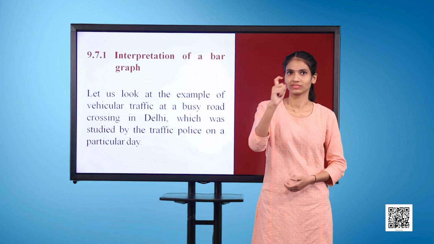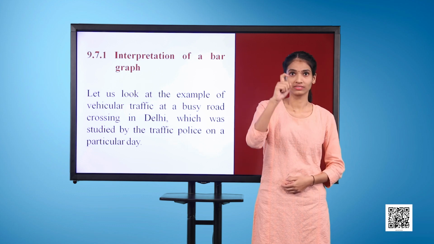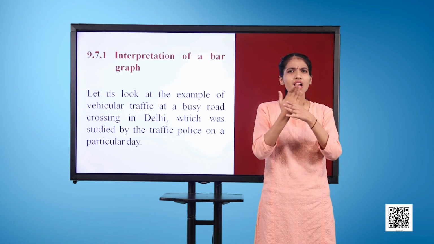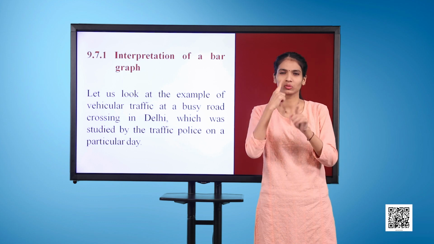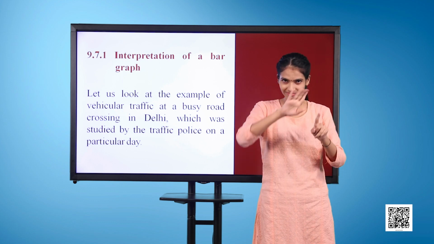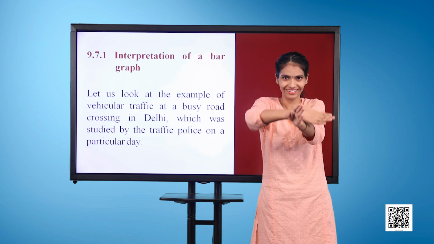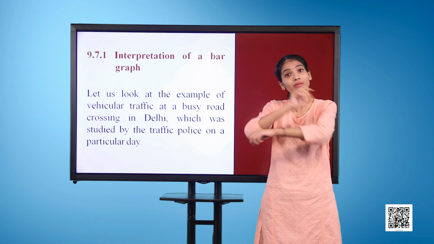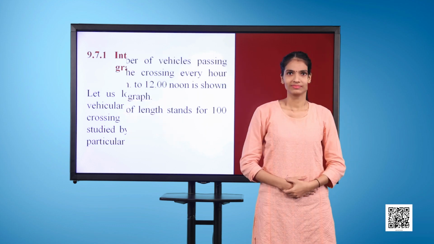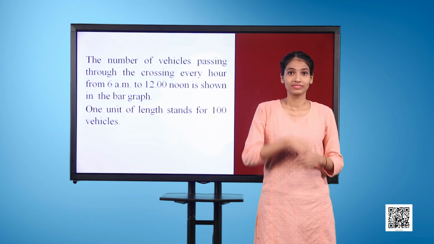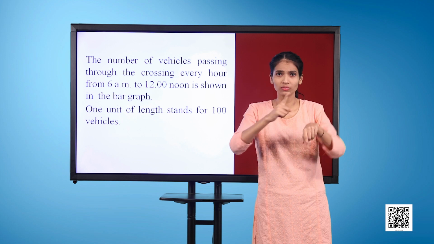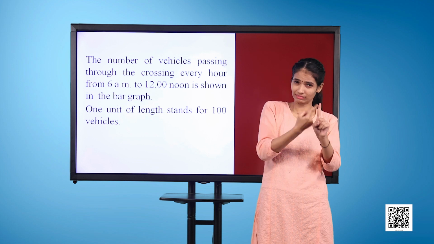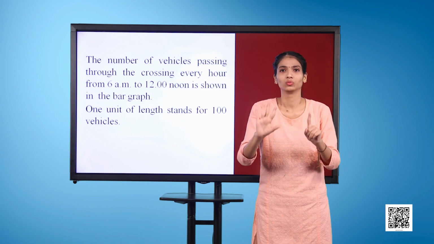Page 197. 9.7.1 Interpretation of a bar graph. Let us look at the example of vehicular traffic at a busy road crossing in Delhi, which was studied by the traffic police on a particular day. The number of vehicles passing through the crossing every hour from 6 a.m. to 12 noon is shown in the bar graph. 1 unit of length stands for 100 vehicles.